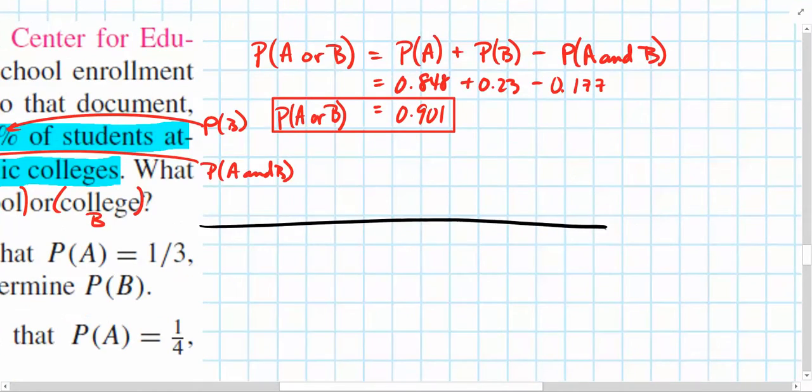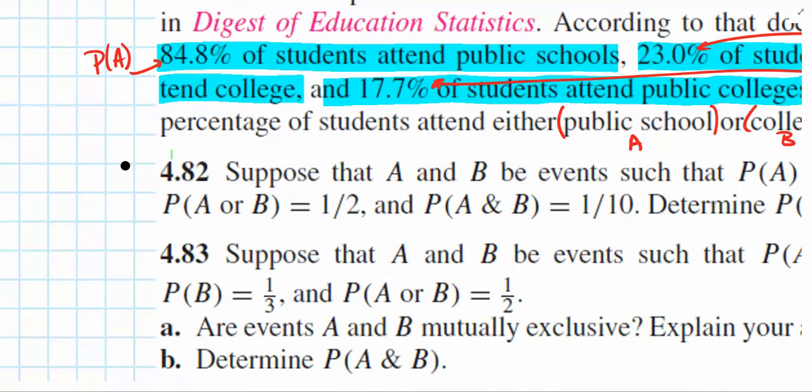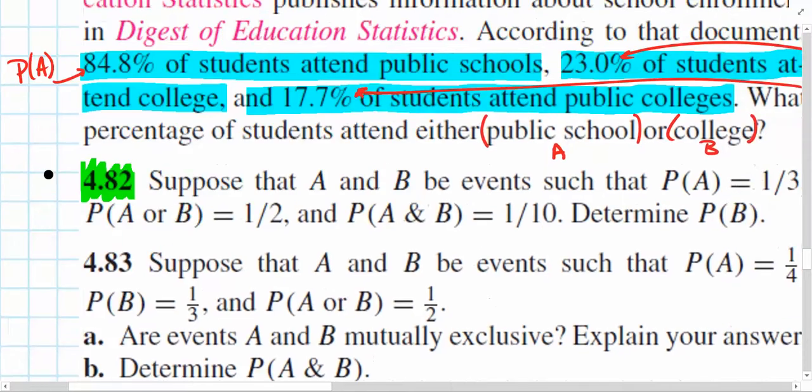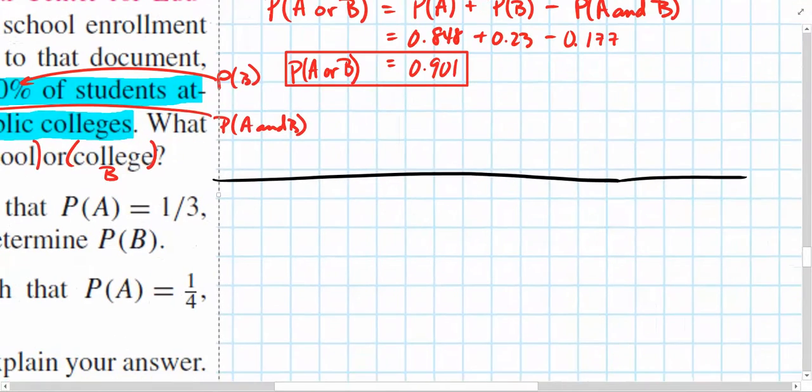Let's take a look at another example. This is 4.82, right after the last one. Suppose that A and B, I think this should say are events. A and B are events such that the probability of A is 1/3, the probability of A or B is 1/2, and the probability of A and B is 1/10. Determine P of B, the probability of B.